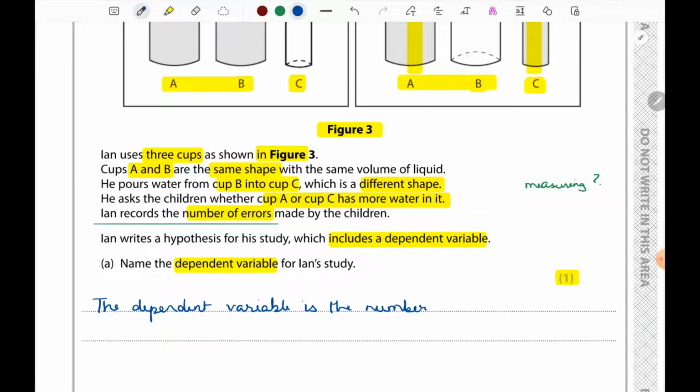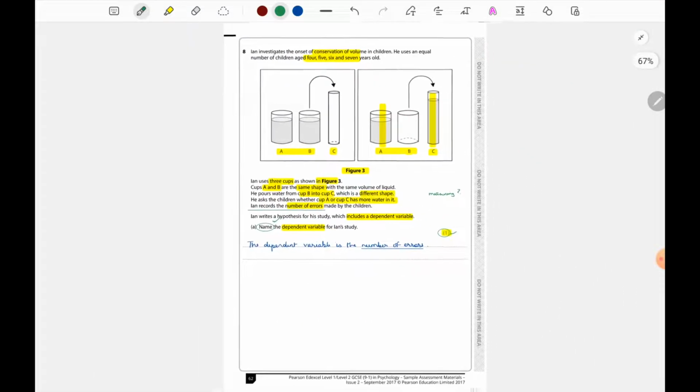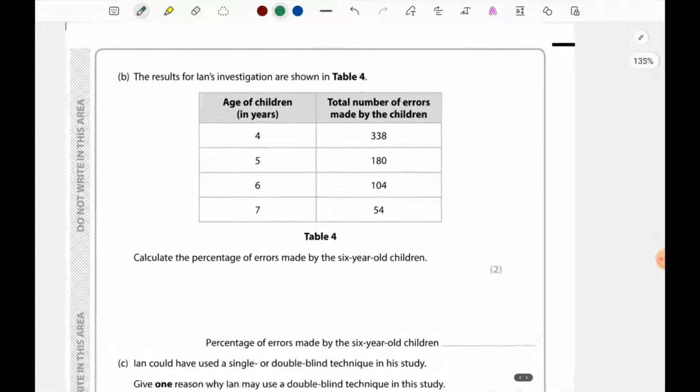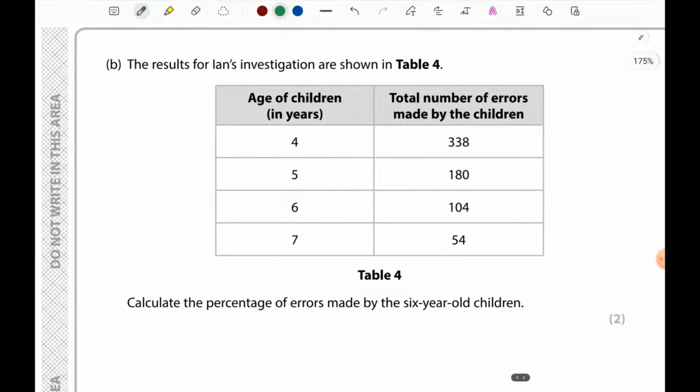We need not elaborate. We need not indicate why we are saying it's the number of errors, because it's just for 1 mark. That is why considering the command term and the marks allocated is so important, because then we don't write unnecessarily and we don't waste very precious time which is required to answer other questions. Name is literally stating. There's no need for an explanation. And for 1 mark, of course, we are not going to get awarded anything more than one, so why should we explain? Coming to the next page, it's a continuation of Iron's question.